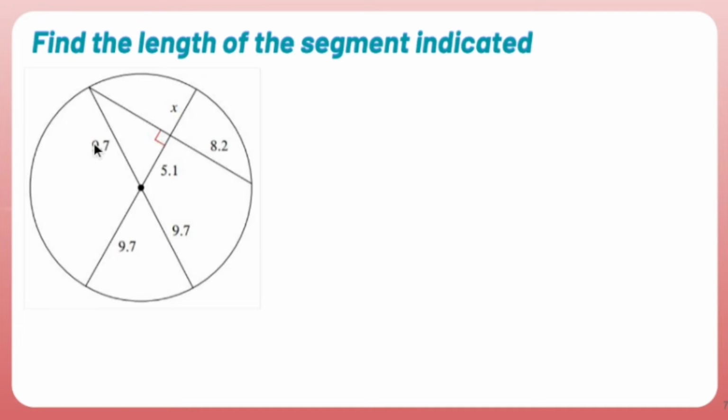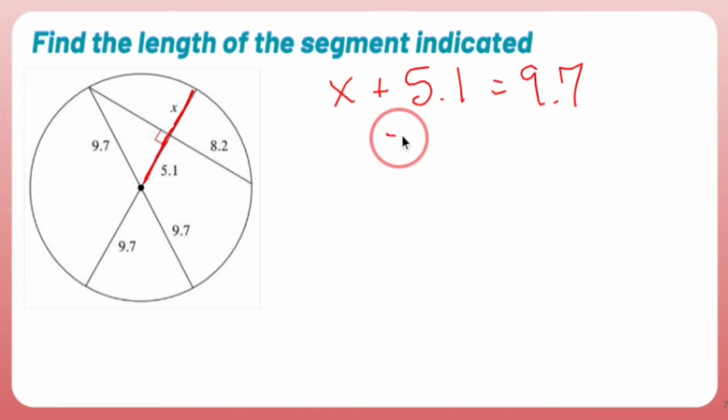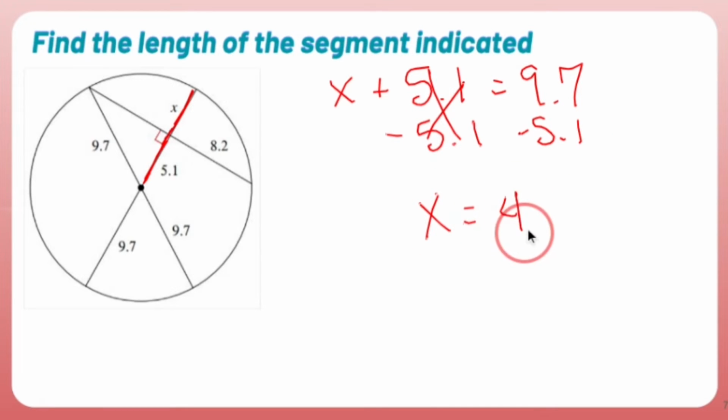But regardless, the radius is 9.7. I care about x. But what I do know is, again, and it says it 3 times, the radius is 9.7. So that red line that I just drew is 9.7. So if I wanted to find x, x plus 5.1 equals that entire radius, 9.7. So if I subtract 5.1 from both sides, x is going to equal 4.6.